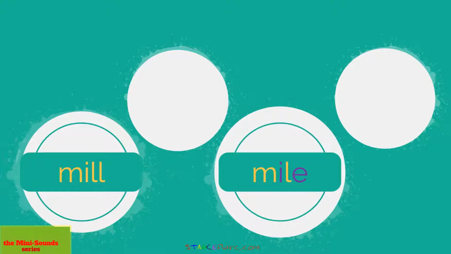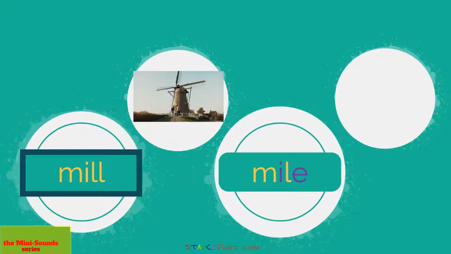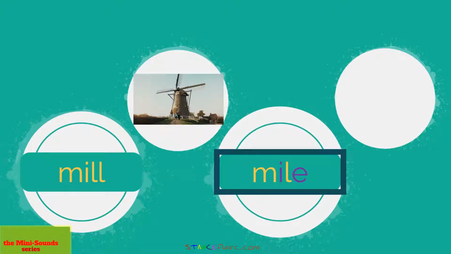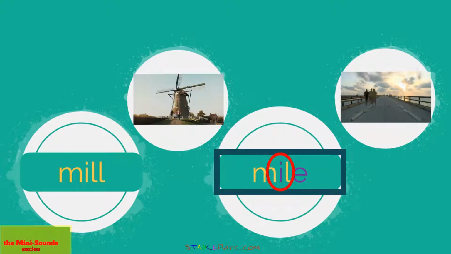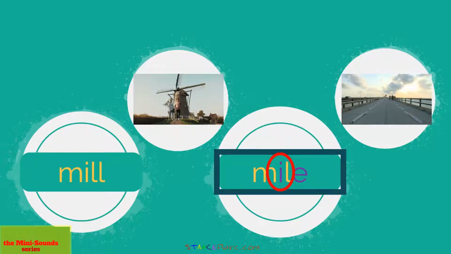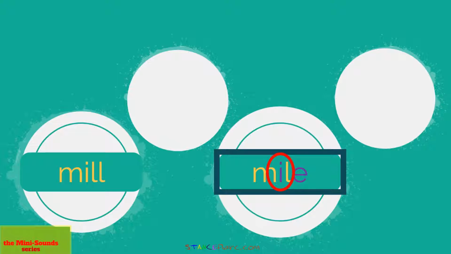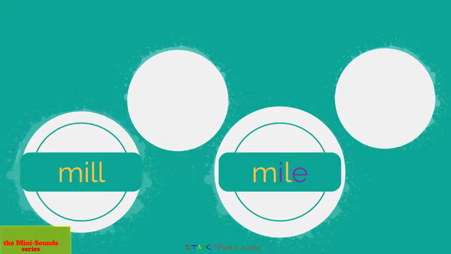Here, I read the first word as meal. But the second one, where we have the silent E at the end of it, I read mile. So this is the letter I, and when I have the silent E at the end of the word, it is like I'm calling the letter I, mile. So repeat after me: meal, mile, meal, mile.